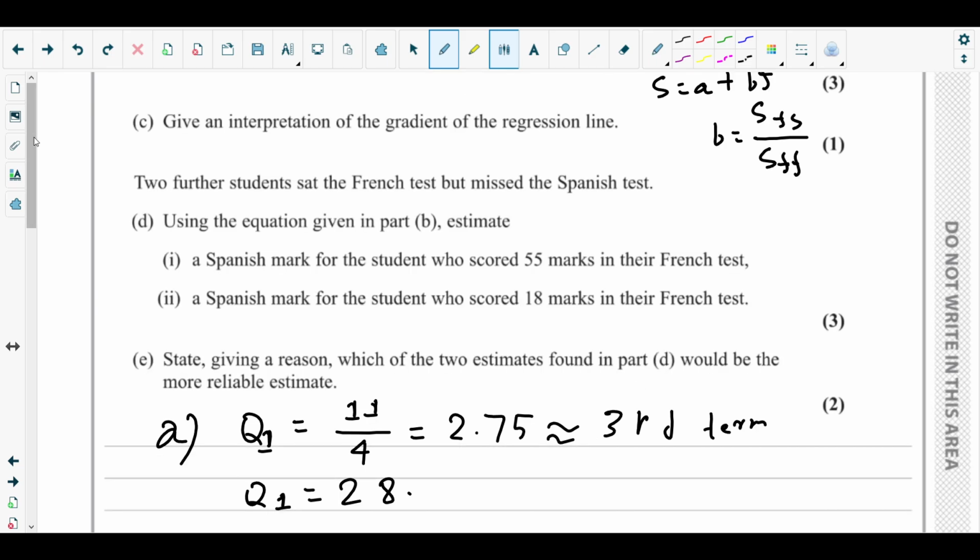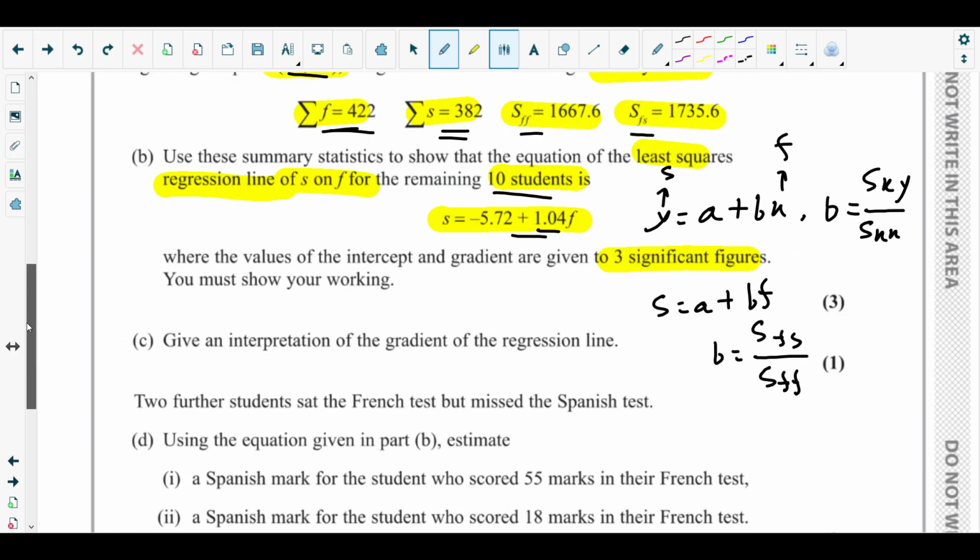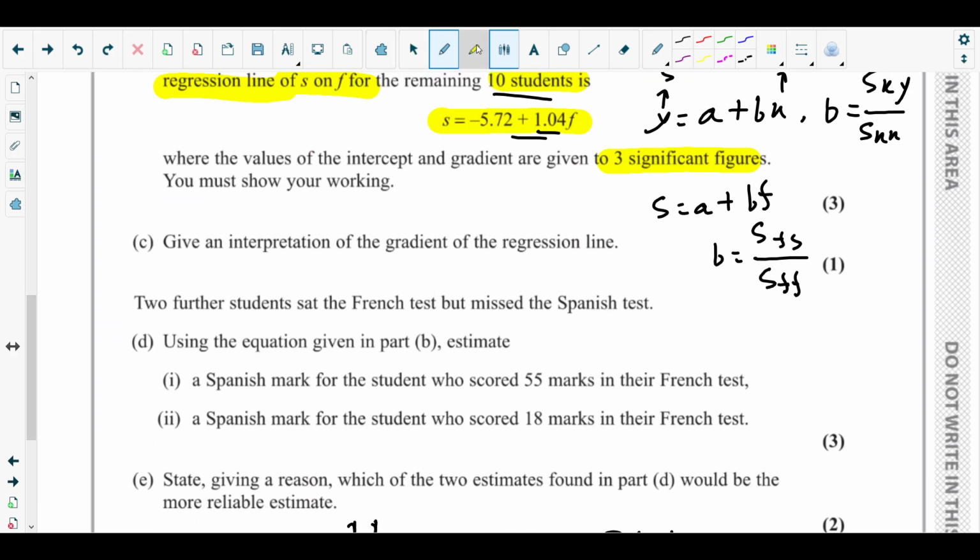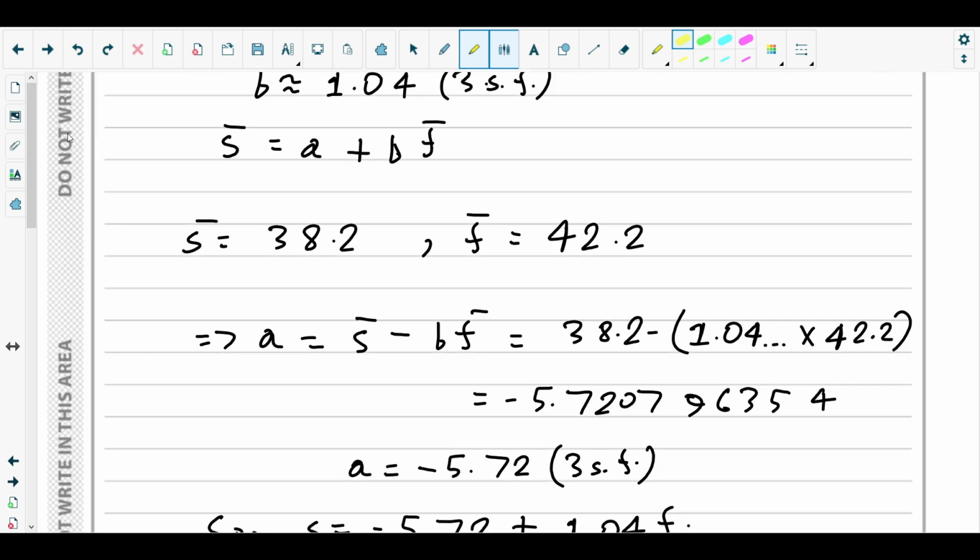Okay, next is part C. In part C, they said to give an interpretation of the gradient of the regression line. We need to give an interpretation of the gradient of the regression line.